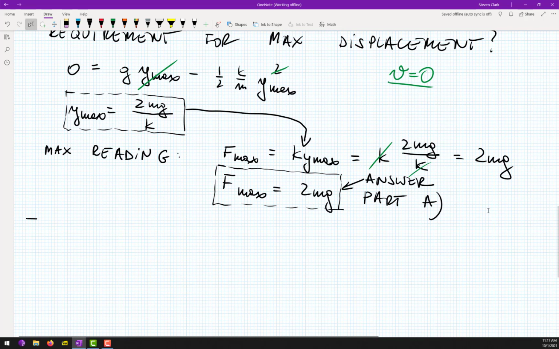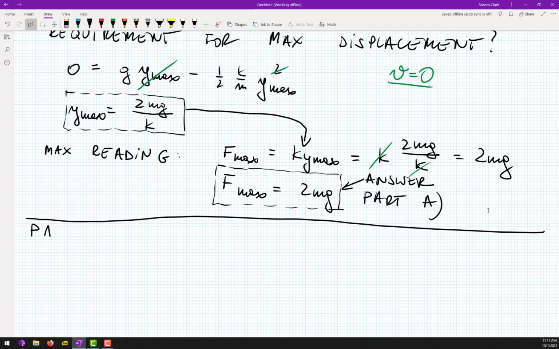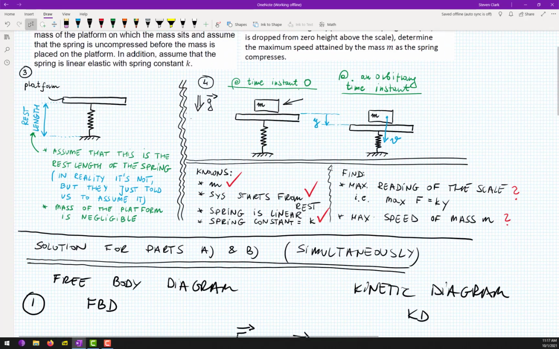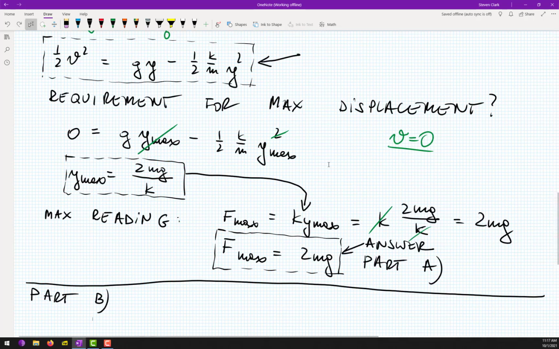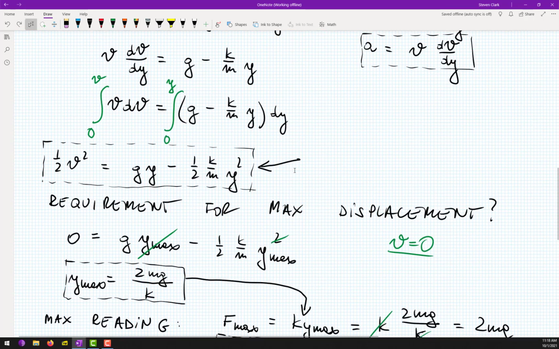Okay, so now part B. And I honestly forgot what they were asking us for. I must scroll up the board, because I really forgot. Okay, max speed of mass M. So I think I found that by taking this expression.